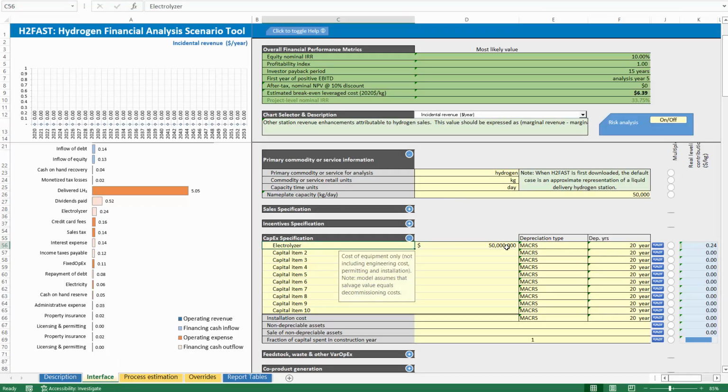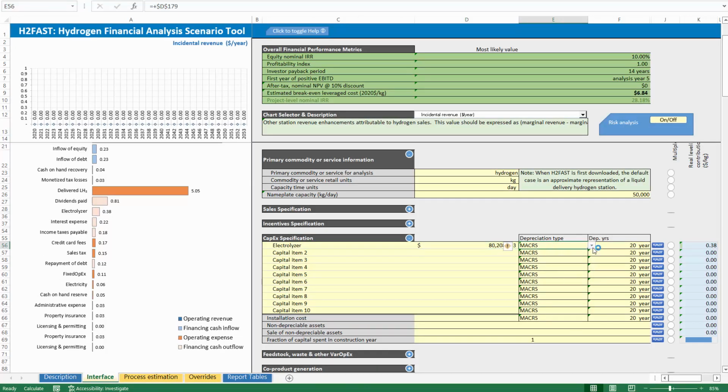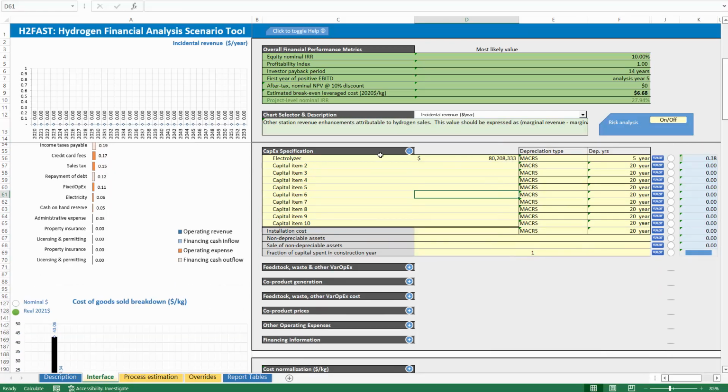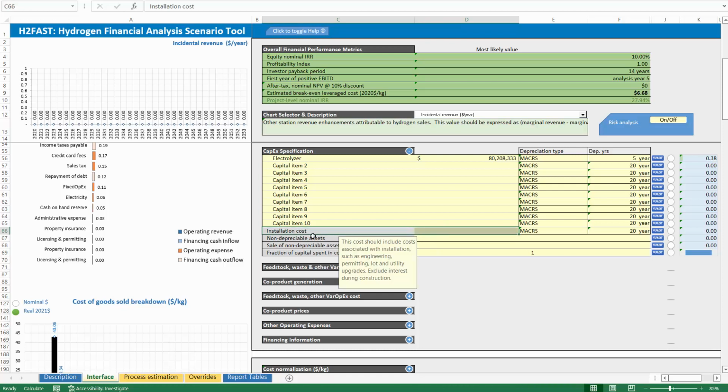So in the CapEx, we can say electrolyzer equals, in the process estimation, $80 million. Typically, this type of CapEx, you might be able to do accelerated depreciation. We'll say that it's accelerated MACRS, or you can do straight line. You can choose the depreciation, but we'll say that it's a 5-year depreciation. And again, don't take my word for it. Check with your tax lawyers or CPAs what the appropriate treatment is for different classes of equipment. We specified installed costs, so we're not going to specify installation here.